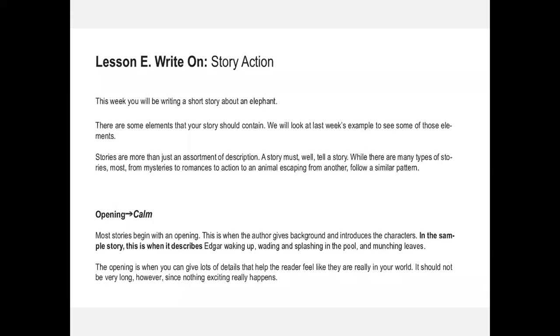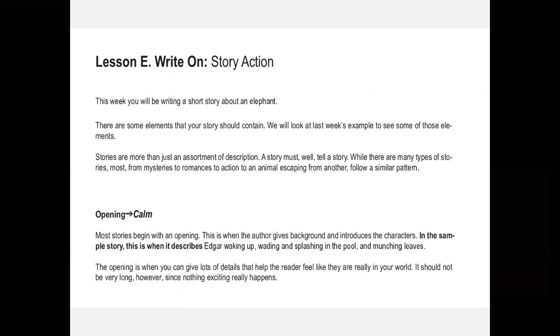All right, we had some lessons last week that I went over. Let me see if I can remember what they were. We had protagonist, we had set goals, obstacles, passive writing, dialogue, quotation use. All right, so we're going to pick up there with lesson E, story action.